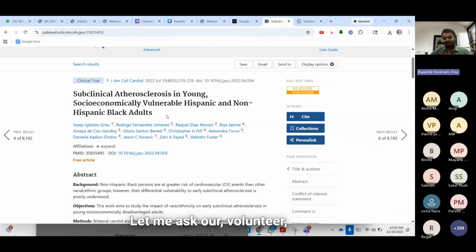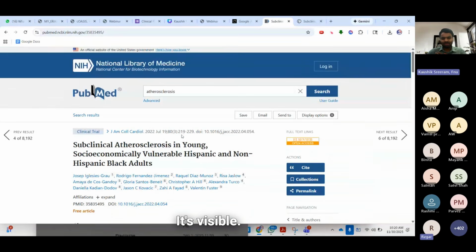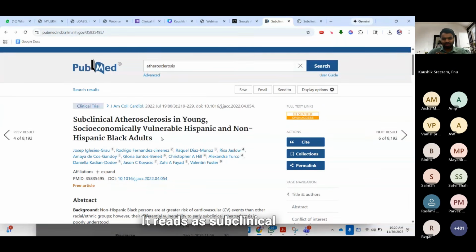Let me ask our volunteer. Can you read the title, Rashmi? I can't see the screen actually. Is it visible for others, or is it only me? It is visible. Yeah. It reads as subclinical arteriosclerosis in young socioeconomically vulnerable Hispanic and non-Hispanic Black adults.